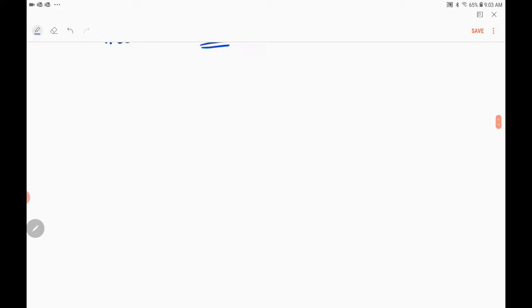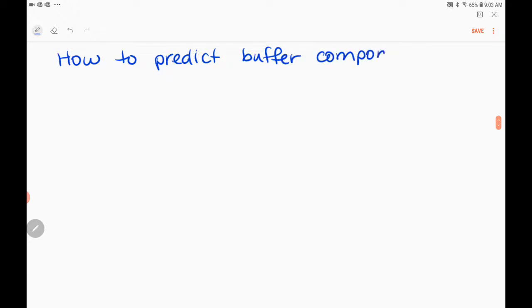Okay, so now let's talk about stuff that would form a buffer. How do we predict buffer components? First up, got to make sure it's weak. So if you memorize the strong ones, anything else is weak. There's way more weak ones than strong ones. So just memorize the strong ones.